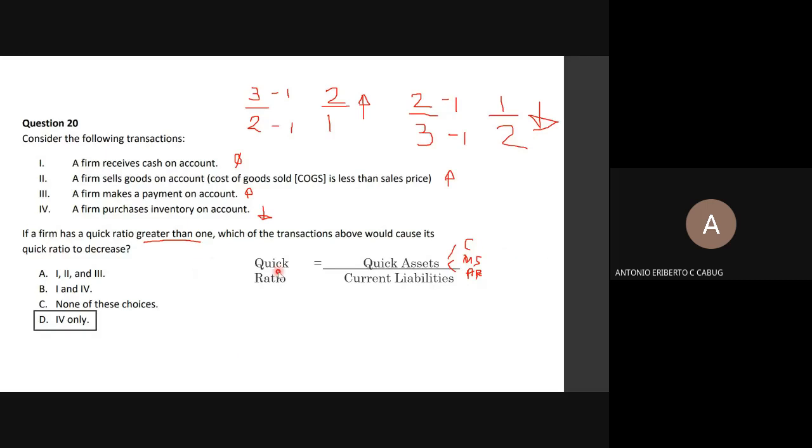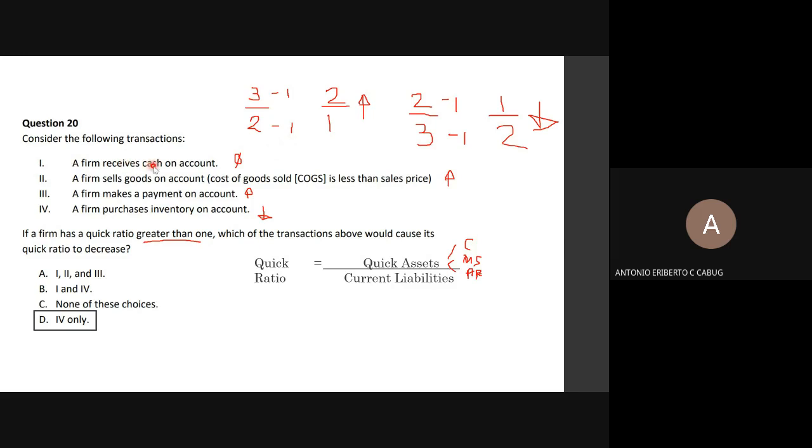Thank you for answering, everyone. At least it gave me an idea. Okay? So, emphasize ko lang, ha? Transaction 1, the firm receives cash on account. What happens is when it receives cash on account, magkakaroon ka ng cash, mababawasan ka ng current liabilities. Ano yung mangyayari dyan? Okay, ang mangyayari dyan ay -1, -1.